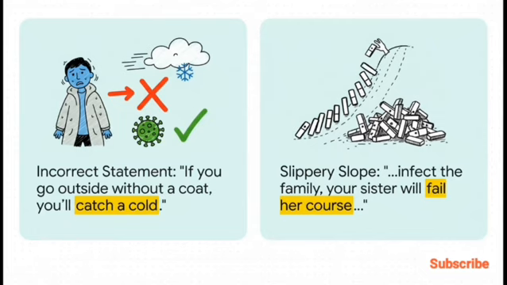Okay, check this out, because this slide really nails the difference. The statement on the left is just wrong, right? You get a cold from a virus, not from being cold. But the one on the right, that is a logical fallacy. It's called a slippery slope. It takes one small step and then just leaps to this insane chain of horrible consequences with absolutely zero evidence.